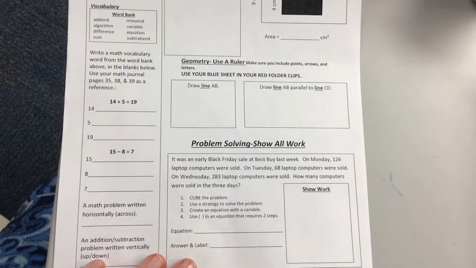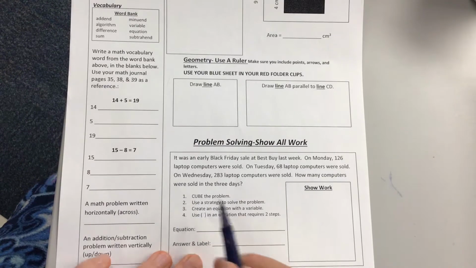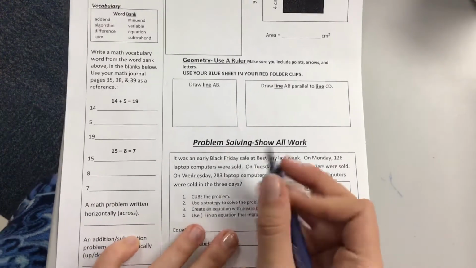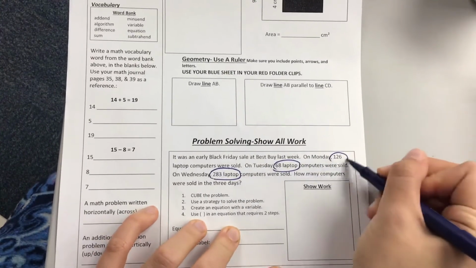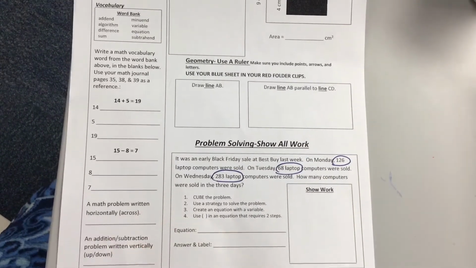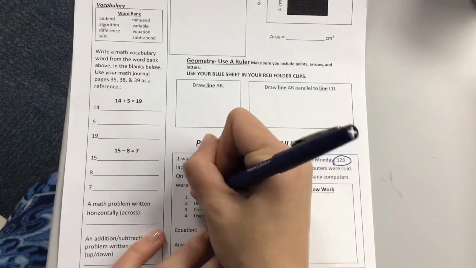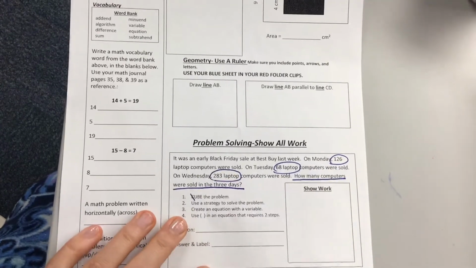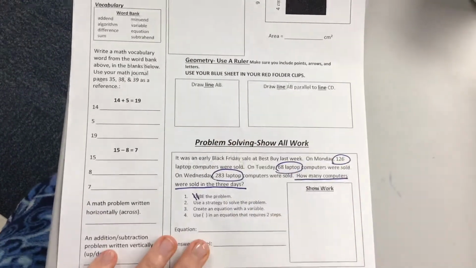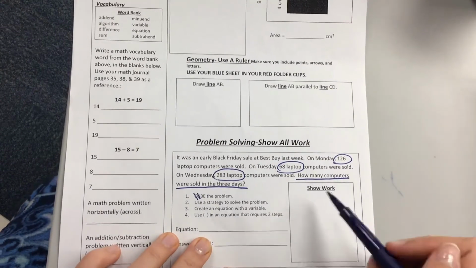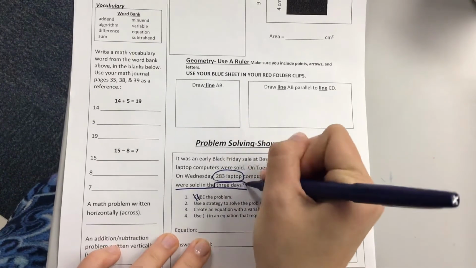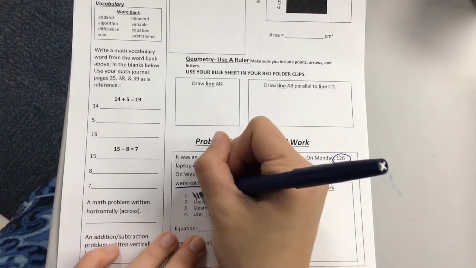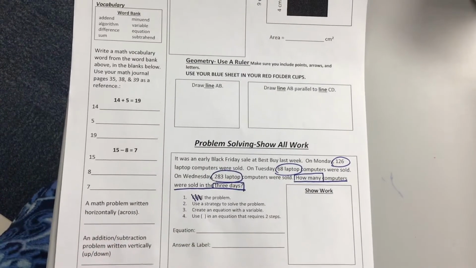So our first step, as we can see here, is we're going to CUBE the problem. We're going to circle our important numbers. Okay, and then we are going to underline the problem. So we did our C. How many computers were sold in 3 days? Box some important words. How many? And in the 3 days, I believe, is important. And then let's go ahead and solve it.